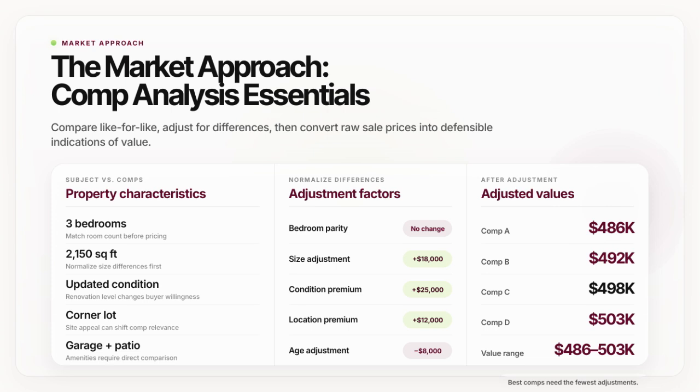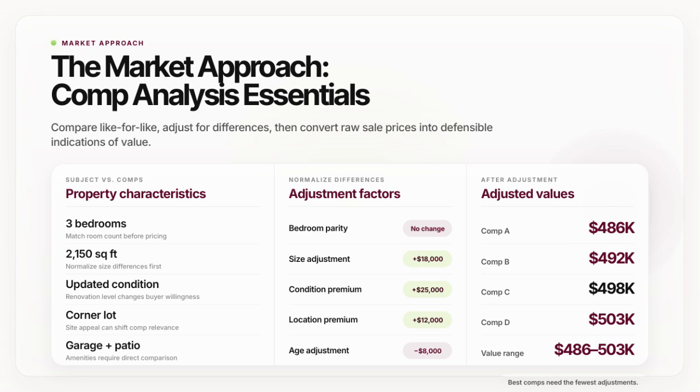For example, if our subject property has 3 bedrooms, we want to look at comps with the same number of bedrooms before considering price. Next, we normalize for size differences, like square footage, since larger or smaller homes will affect value. Then, we consider the condition of each property, because updates or renovations can significantly impact how much a buyer is willing to pay. Location and site features, such as a corner lot or additional amenities like a garage and patio, also influence which comps are most relevant and require careful adjustment.